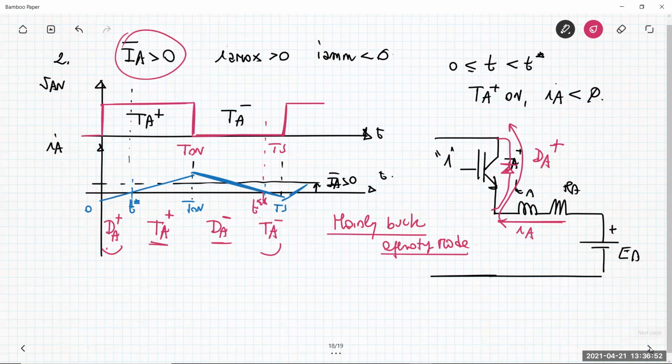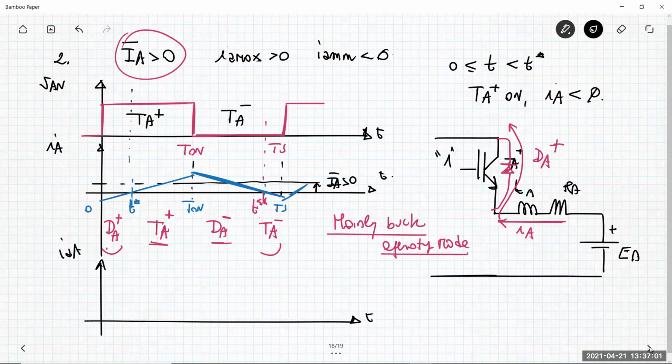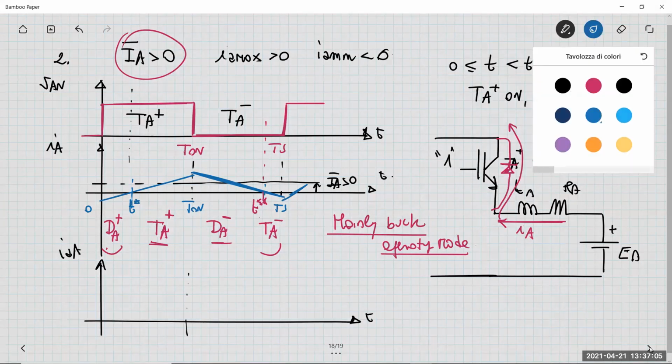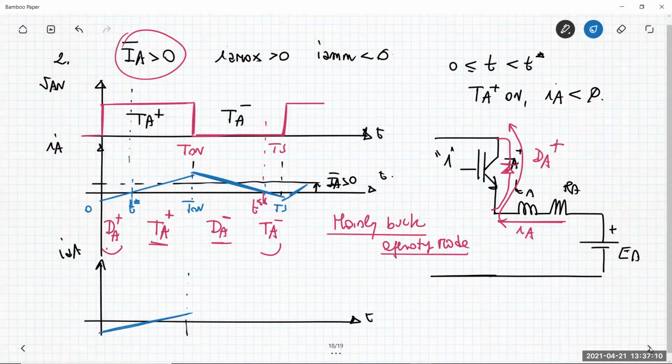Again here, which is the plot of the current flowing at the input side. So IDA, when Ta plus is on, is the same as the current flowing to the current port. So it is here, something like this, and then it becomes 0 here.